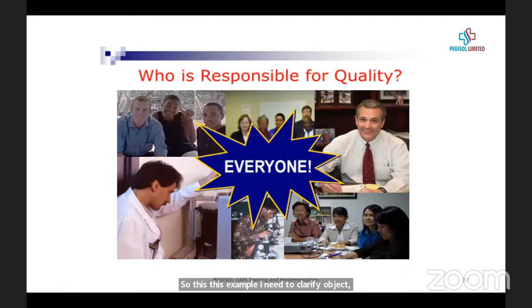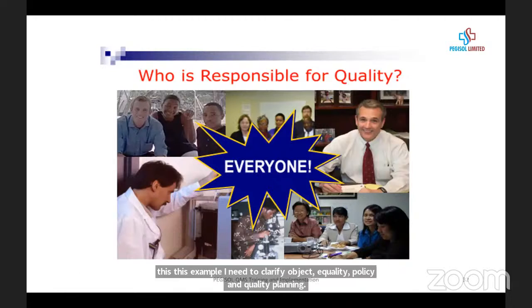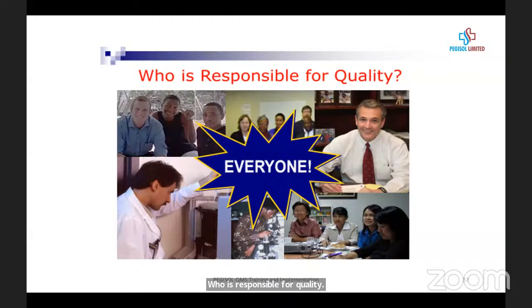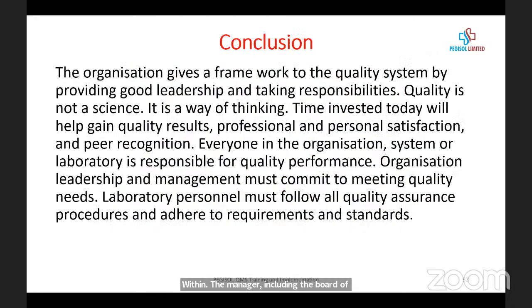Who is responsible for quality in the organization? Everyone. Everyone is responsible, including the cleaners, the gatemen, the security personnel, including you, including I, the managers, the board of directors, and everyone. Now, the organization gives a framework for the quality system by providing good leadership and taking responsibility.